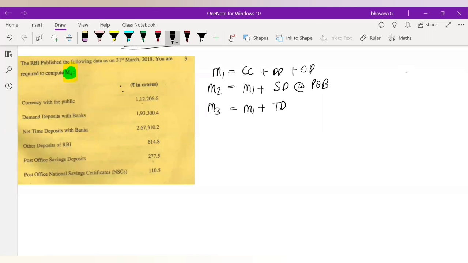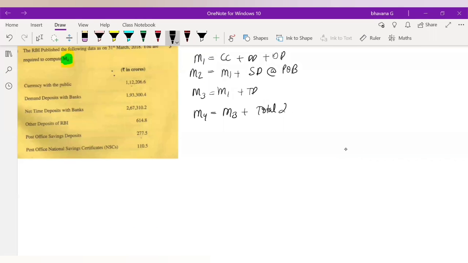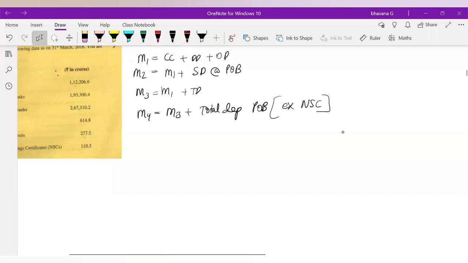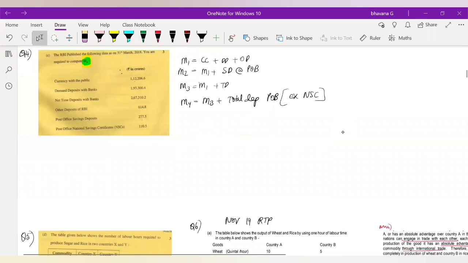Okay. Then finally you have M4. M4 is nothing but M3 plus total deposits that you have with the post office bank. Here you have to remember one thing, that you have to exclude national savings certificate. So that is about M1, M2, M3, M4.